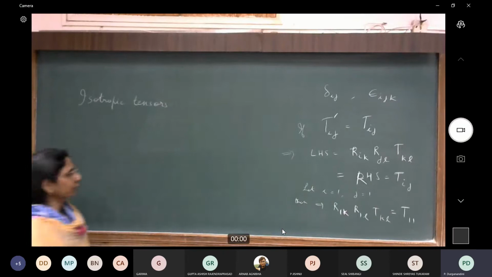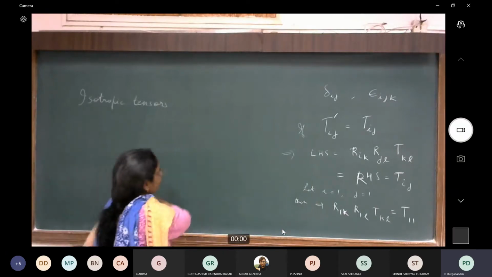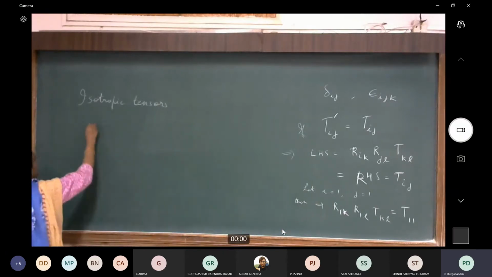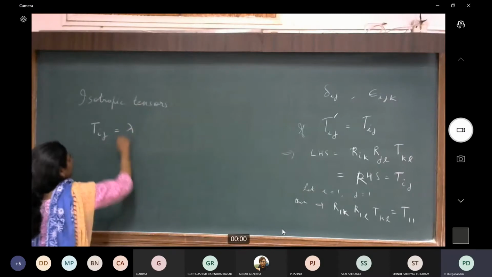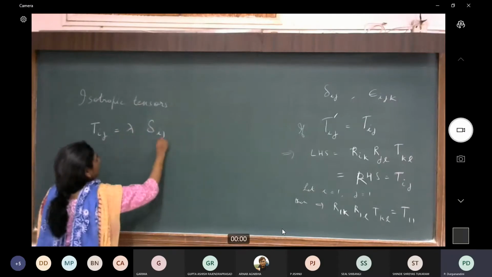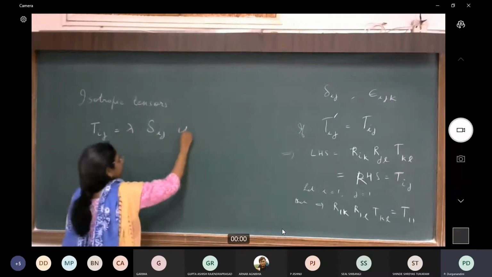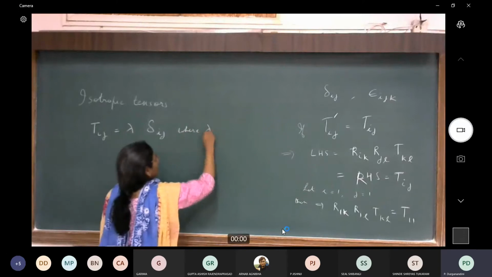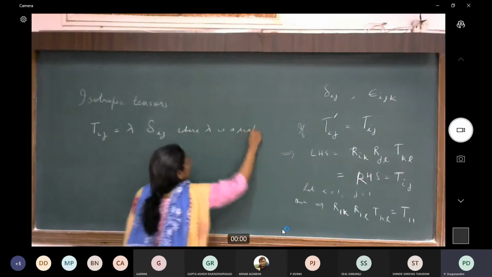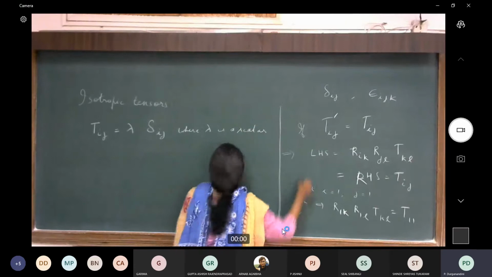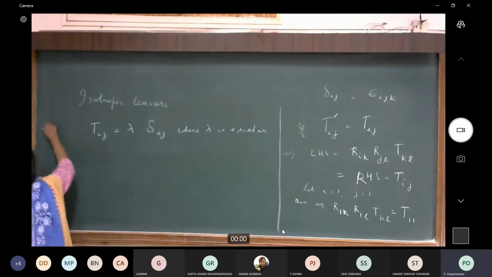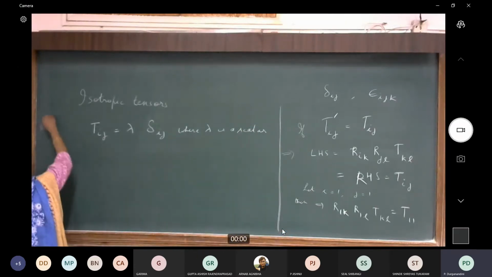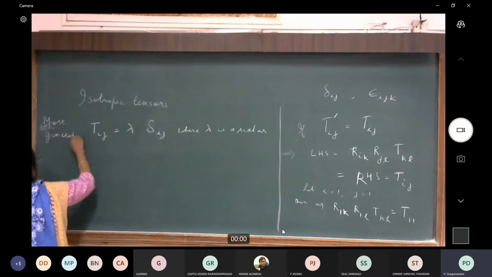And from that, I will now tell you the answer. One can show that the most general second rank tensor, by doing this, can be only this, where lambda is a scalar. So essentially, by solving this, one can show this, okay? One can show this. So this is the most general isotropic tensor of rank 2.